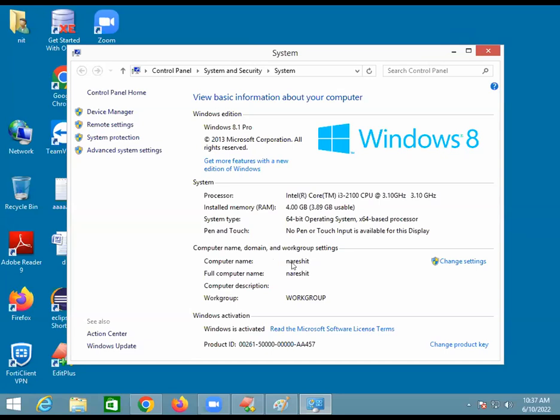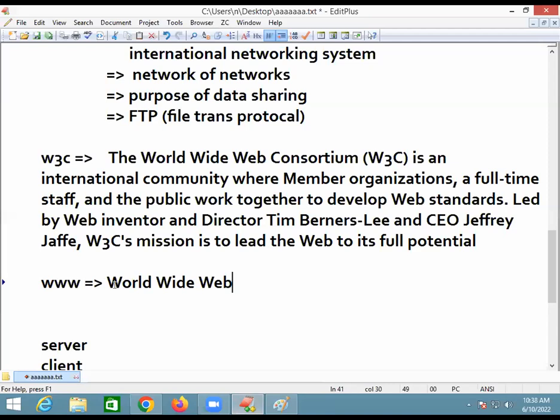My personal system computer name is HP-Shiva-Lappy. The institute system, sir, is Naresh IT. Got it now? Laptops, desktops, a name is a must. Why did I ask this question, sir?